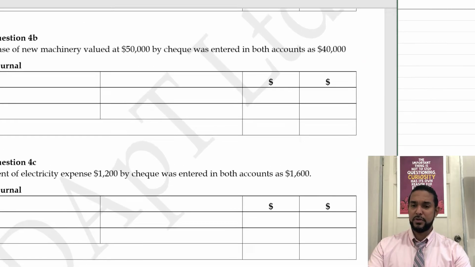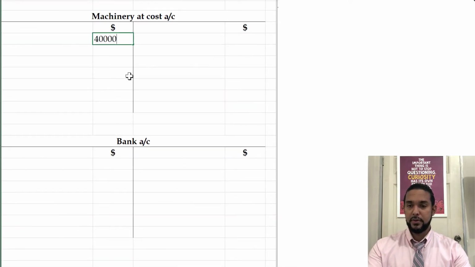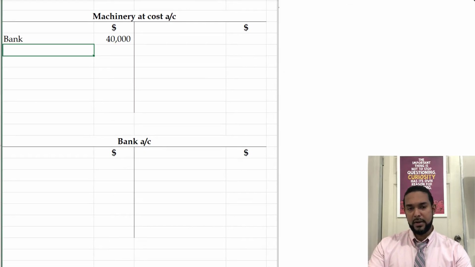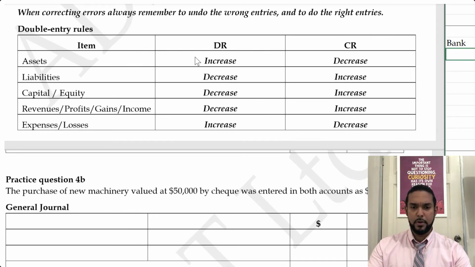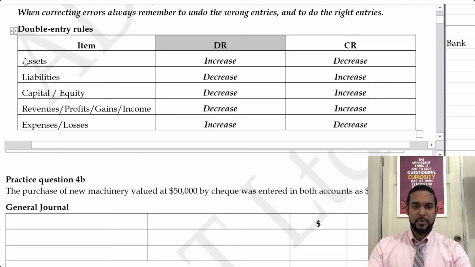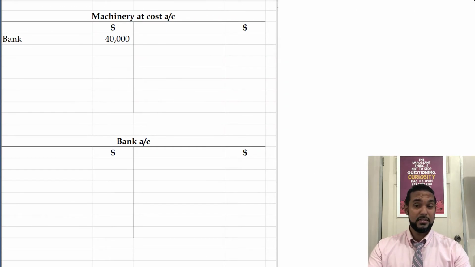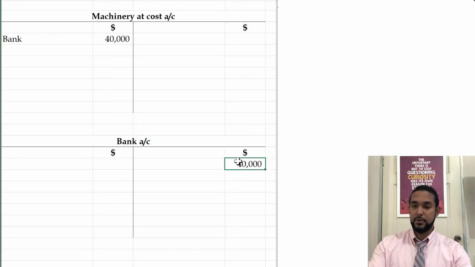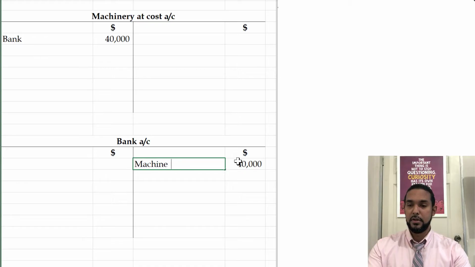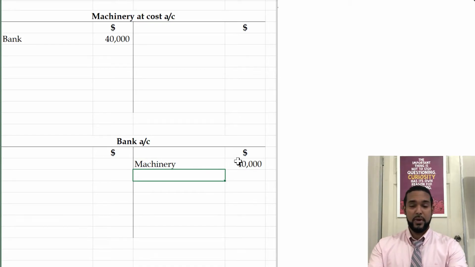So let's go in the machinery account, and we're going to put 40,000 there, right? And we paid by check, so it says bank. Now, back across to the double entry rules. Now, bank is an asset, and if you pay money out of bank, that means your asset is decreasing. And to record a decrease in your asset, you have to credit the asset account. So if we go across to the T account for bank, on the credit side, we'll put the 40,000 and we put machinery because we bought machinery. That's where the money went.